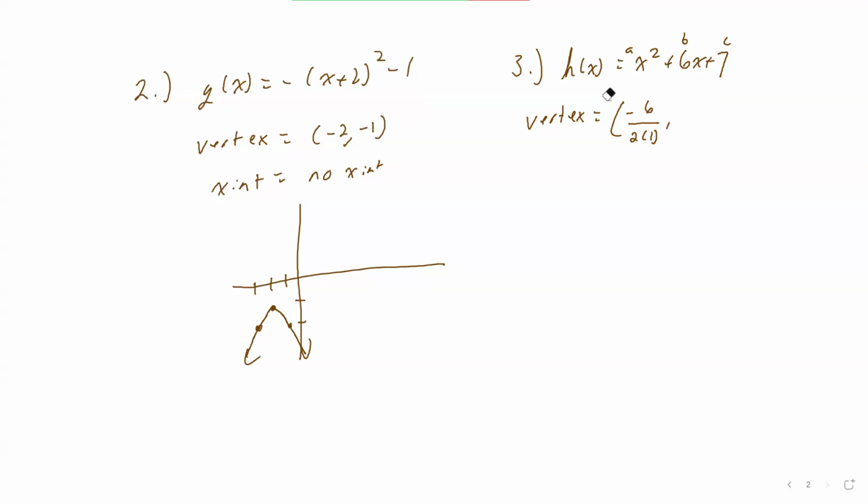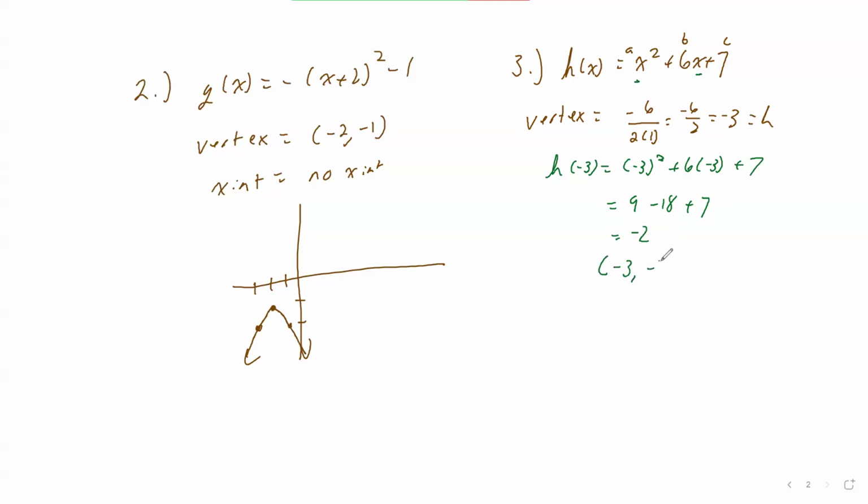So let me clean this up before I just automatically know what my vertex is. It's going to be negative 6 divided by 2, which is negative 3. That is the h value, or the x value, of my vertex. So now take that and plug it in for all of my x values. What I'm trying to find is h of negative 3. So this would be negative 3 squared plus 6 times negative 3 plus 7. Negative 3 squared is 9 minus 18 plus 7. So that gives me negative 9 plus 7, which is negative 2. So that tells me my vertex is negative 3, negative 2.